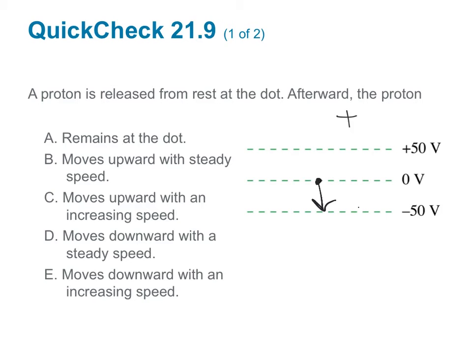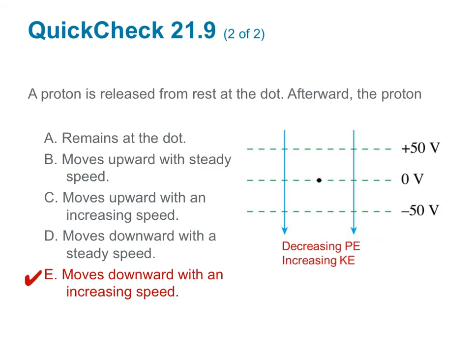And as potential energy decreases, according to conservation of energy, kinetic energy must increase. So it's going to move downwards and it's going to speed up. So that answer choice is E, moves downward with an increasing speed. And yep, that is correct.